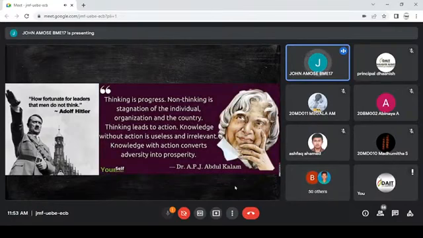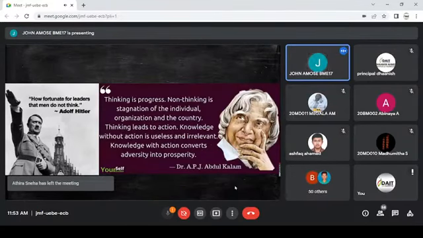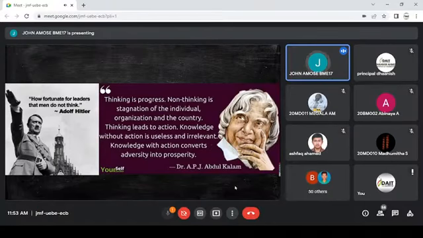But if you look at what Dr. Abdul Kalam said, he said thinking is progress. Every time you think, you individually are making progress. So non-thinking is actually stagnation of an individual, and hence an organization and the entire country. Abdul Kalam envisions that people actually think on their own. He wanted everyone to think. He wanted everyone to dream, have a big vision, and he wanted people to have their own thoughts, have their own creativity, and move forward in life.